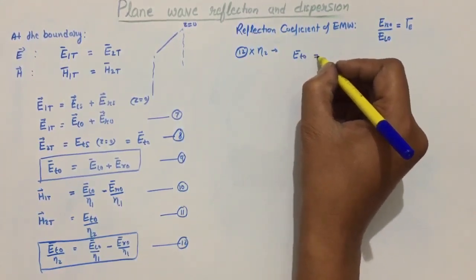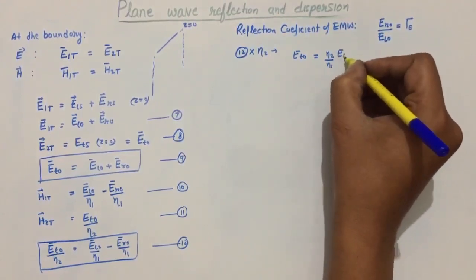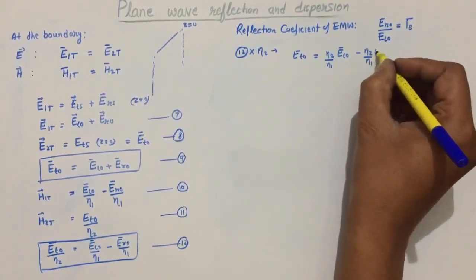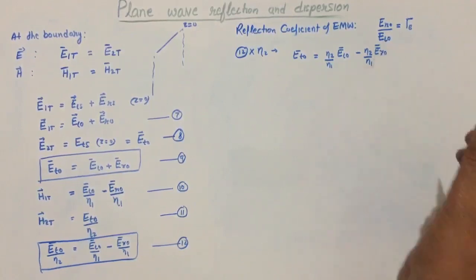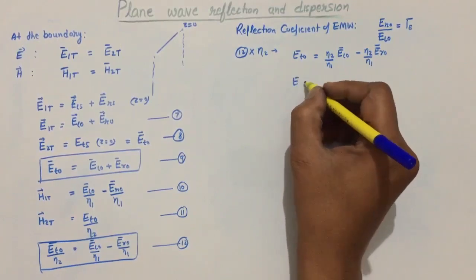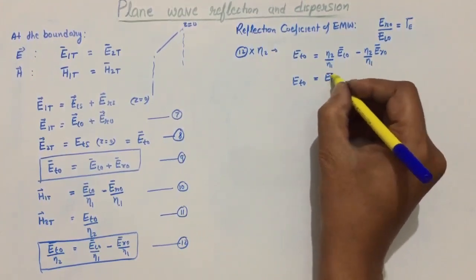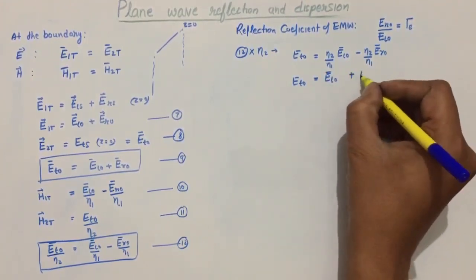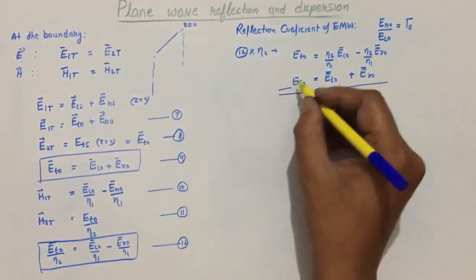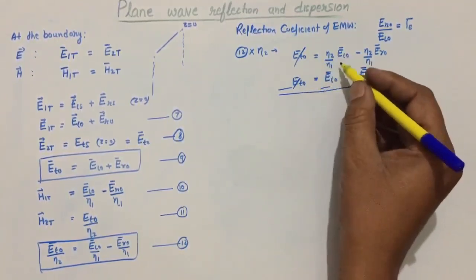After that it will get eta 2 divided by eta 1 incident minus eta 2 by eta 1 reflected. This is equation number 13 now, and equation number 9 can be written as Et naught, incident plus reflected. Now it is written. Now if we subtract, then we will get cancelled out. We can cancel out these two.